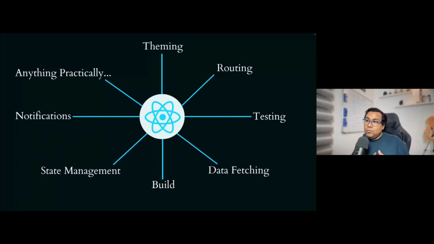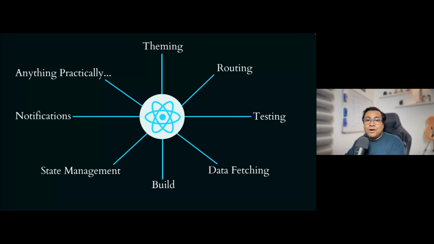For example, you might need routing for a multi-page application, you need the data fetching mechanism. You want to optimize the build. You need complex state management. You might need auth. You might need notification management. You might need theming. There are varieties of things required.